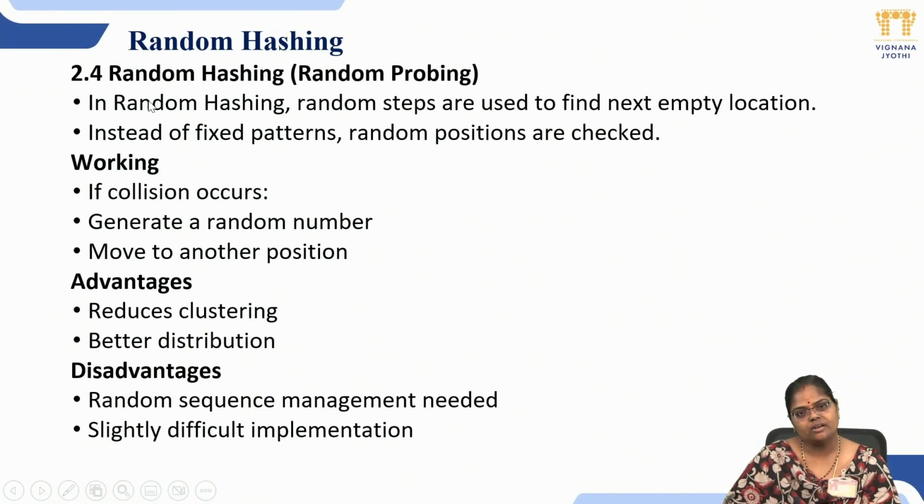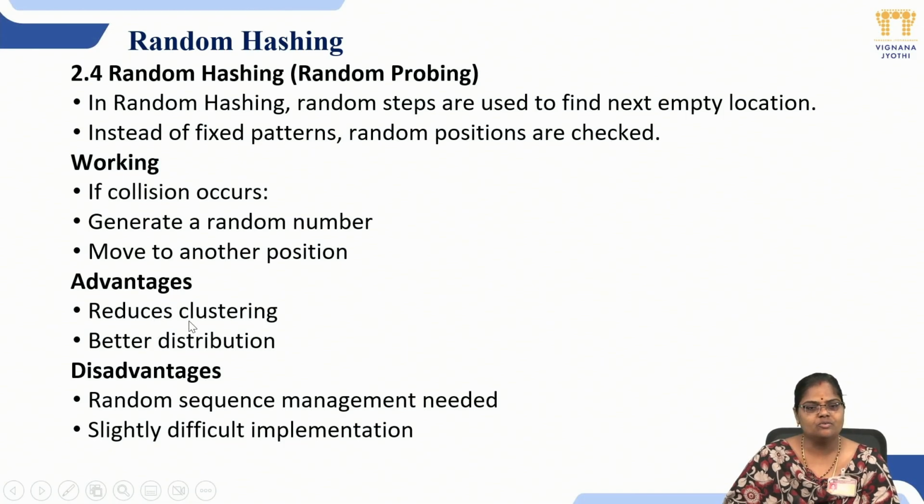Coming to the last hashing technique, that is random hashing, which is also called random probing. In random hashing, random steps are used to find the next empty location. Unlike linear probing, where we search sequentially for an empty location, or quadratic, where we square the index in the probe sequence to identify the empty location, in random hashing we take random positions. So instead of fixed patterns, we go for random positions. If a collision occurs, it generates a random number and moves to another location based on the random number generated.